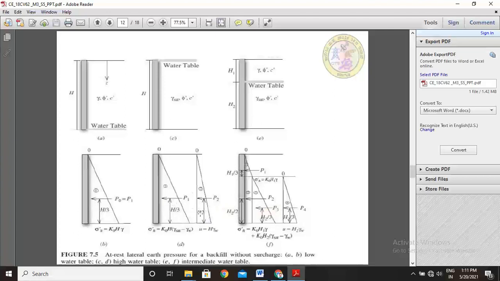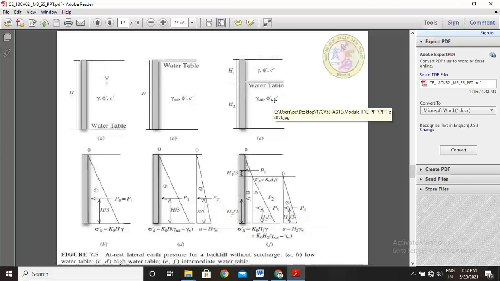And due to water pressure, this pressure distribution diagram is with respect to backfill material, and this pressure distribution diagram is with respect to water. So the water pressure we calculate here, U equal to height into unit weight of water, that is H into gamma W. And the CG of the triangle about the base is, we know, 1/3 of its height, that is H by 3. So this is P2. P1 is due to backfill, P2 is due to water pressure.